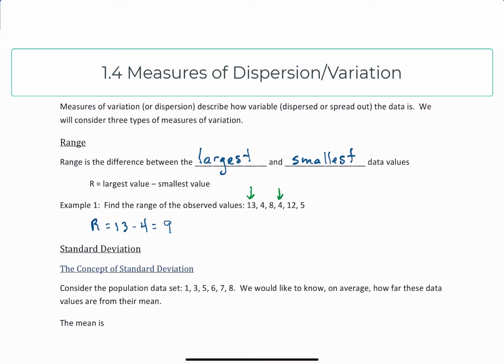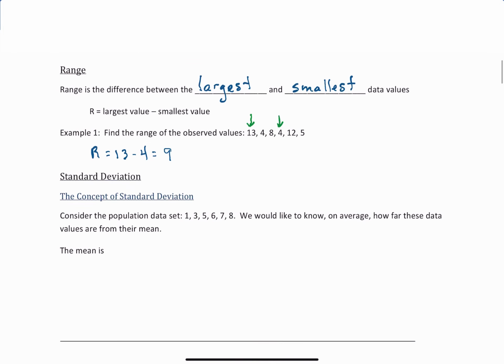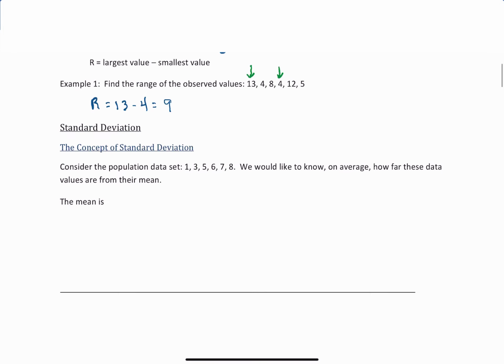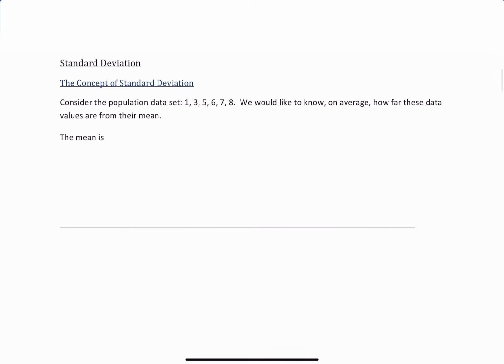Next, we'll turn to standard deviation. Standard deviation is quite a bit more complicated, and I want to start out by giving you sort of a conceptual idea of what it's all about. So let's consider the population data set 1, 3, 5, 6, 7, and 8. And the idea is we would like to know on average how far these data values are from their mean.